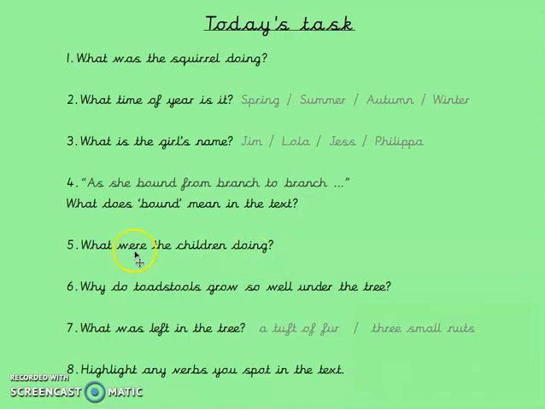What were the children doing? So there are some children in it. So what were they doing? Why do toadstools grow so well under the tree? The text must tell us the answer there. What was left in the tree? And it gives us some choices. What was left in the tree? And then at the end, it just says, have a look through the text and find the verbs. So spot the verbs that you can see in the text. And remember, those verbs are those action doing words.